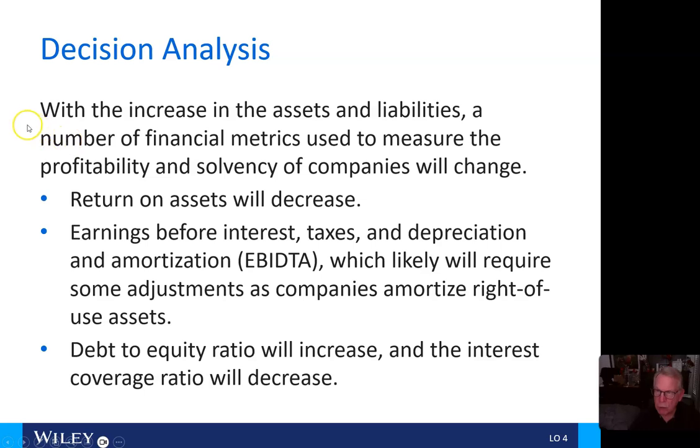Okay, decision analysis. With the increase in assets and liabilities, a number of financial metrics used to measure the profitability and solvency of companies will change. 1, return on assets will decrease. Number 2, earnings before interest, tax, and depreciation and amortization, EBITDA, which likely will require some adjustments as companies amortize right-of-use assets. And number 3, the debt-to-equity ratio will increase and the interest coverage ratio will decrease.